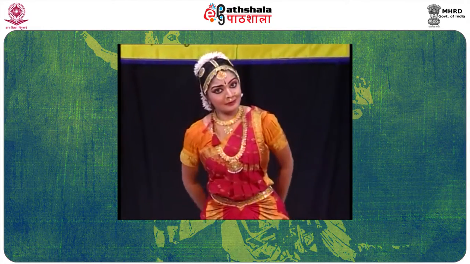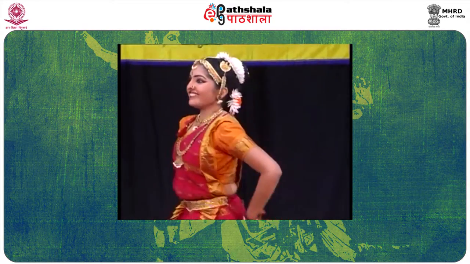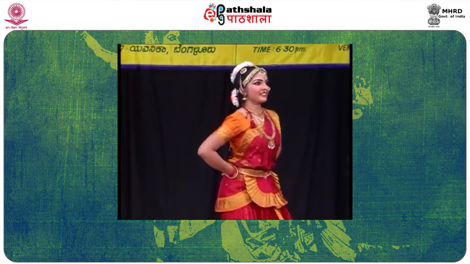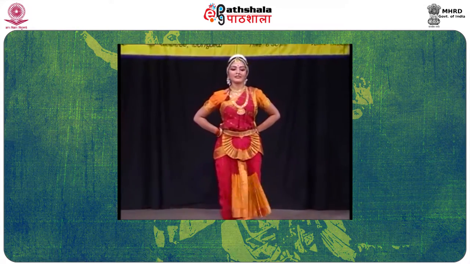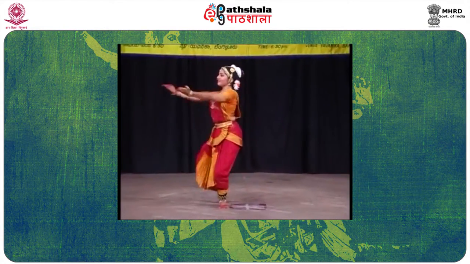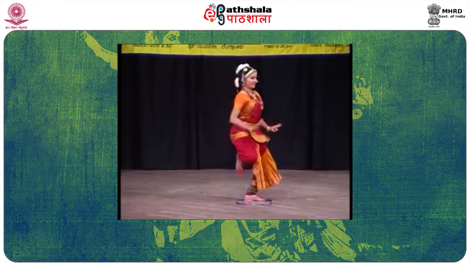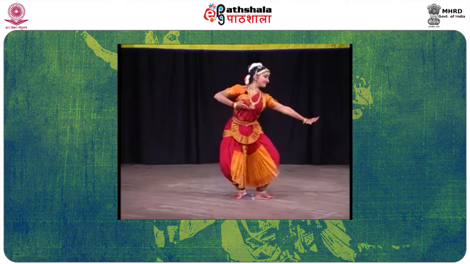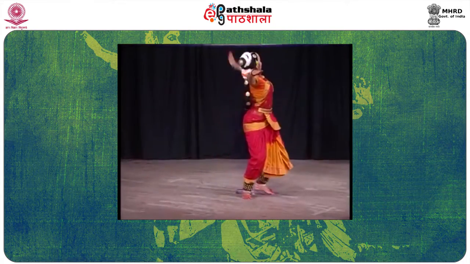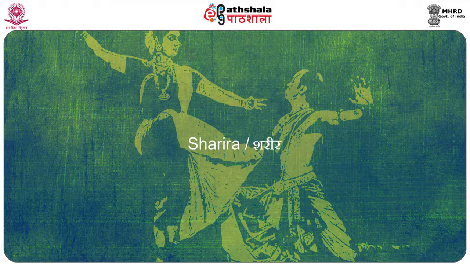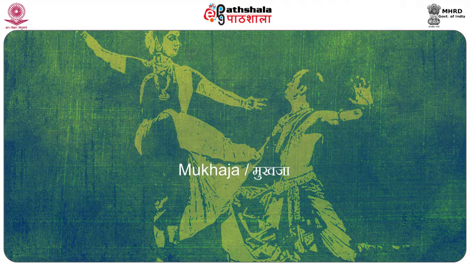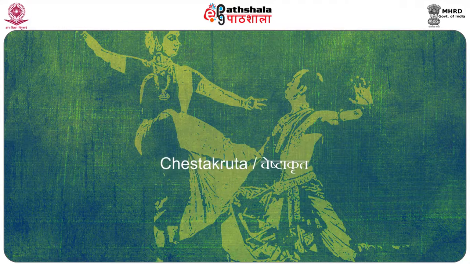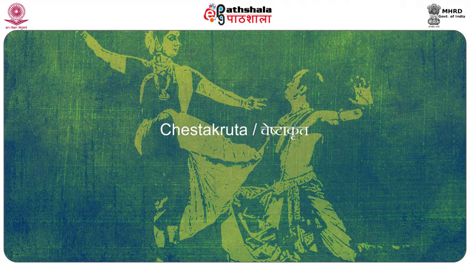It is likely that the Natya Shastra entered into a detailed description of this aspect of histrionics to serve the needs of both the actor as well as the dancer. The Angika Abhinaya has many aspects, but for our purpose it is broadly classified into three: Sharira, involving the limbs of the body, Mukhaja, the facial expressions, and Chestakruta, effected through actions and movements.